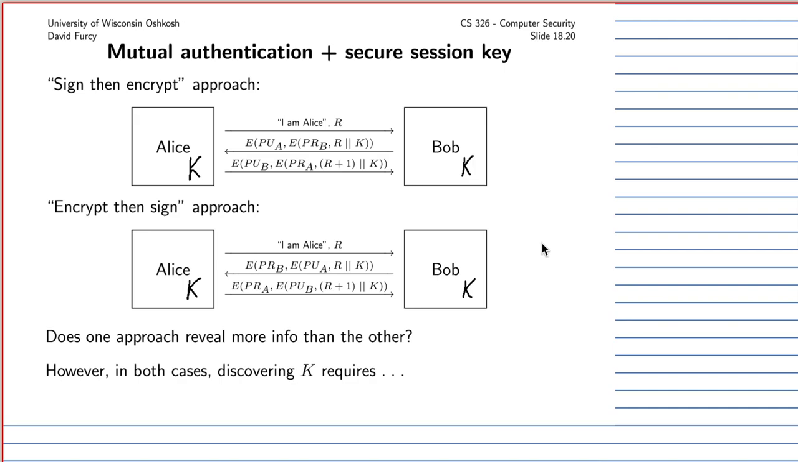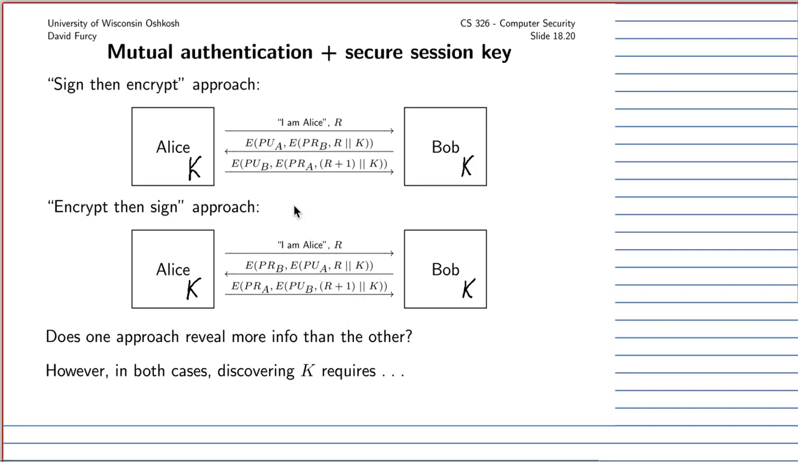The answer to the first question is actually that one of these protocols appears to be less secure than the other, and this is the second one. Notice that what's done on the second step is a signature step. So in both messages here, the outside operation is a signature operation. Therefore, anybody who has access to the public key of Alice and Bob, which means everybody who wants to get access to them, can decrypt this part. So this inner part here is accessible to everybody, not just Alice and Bob.